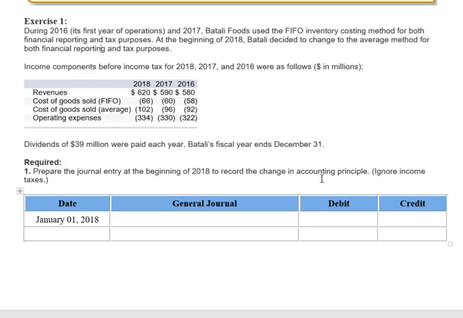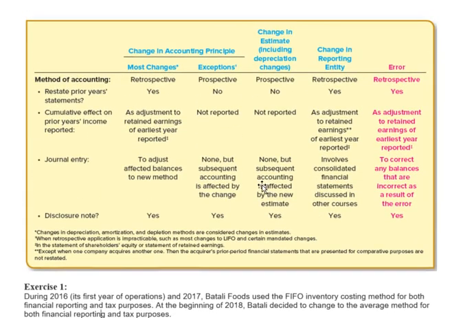Now, make sure you've reviewed, because there's several different instances of what we're doing there. This is from McGraw-Hill. So we've got change in principle, we've got change in estimates, and we've got a change in reporting entity and errors. Those are typically the four classifications of items that create prior period adjustments, so to speak.